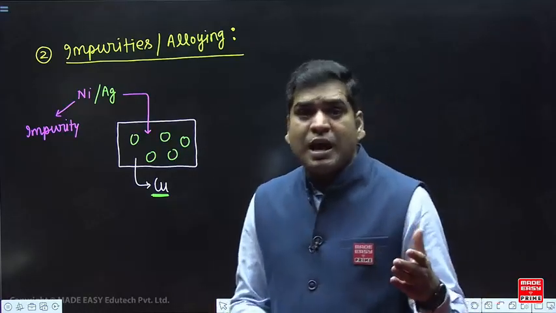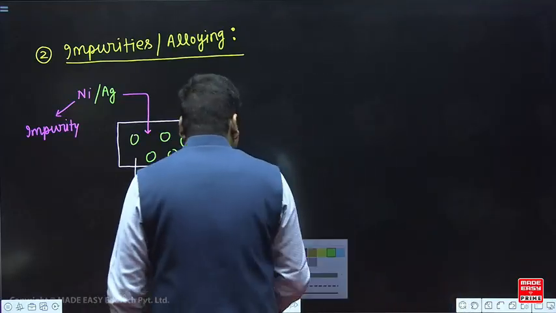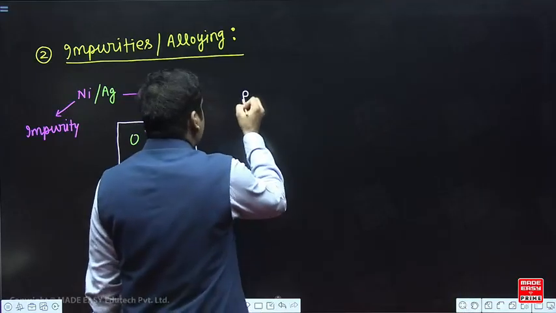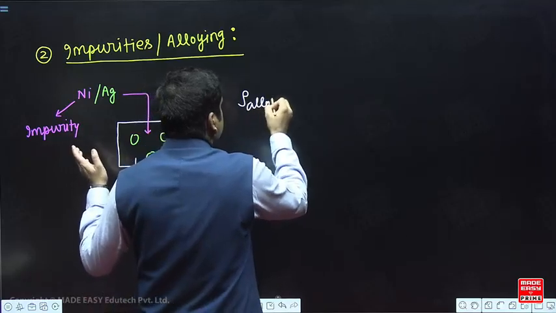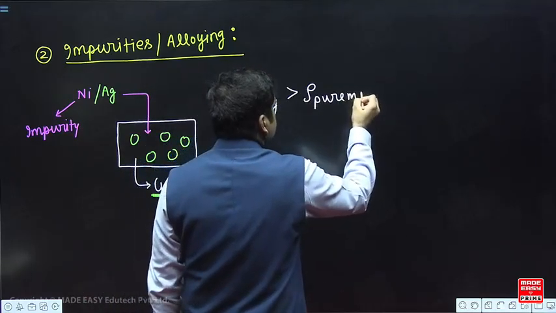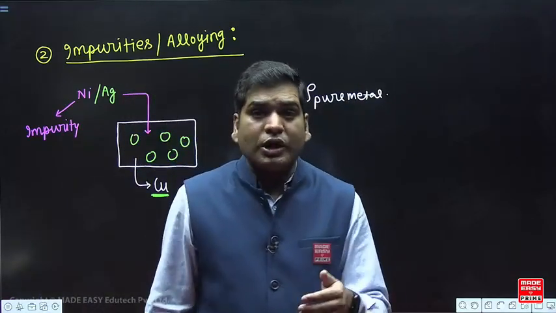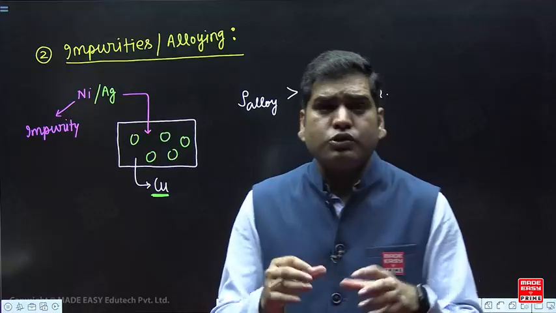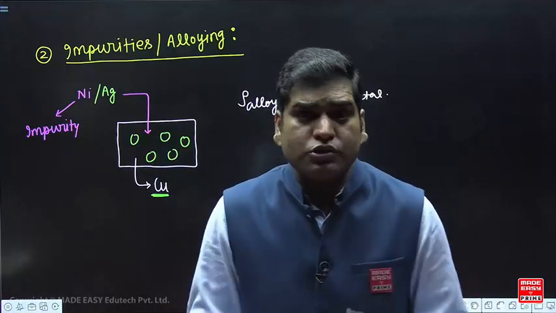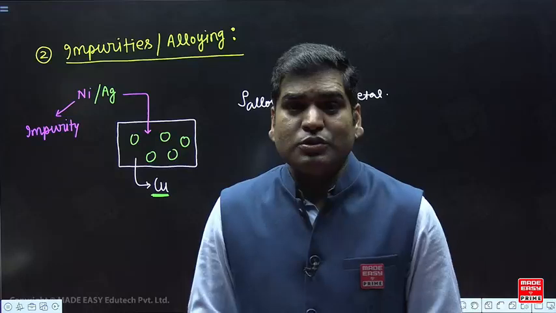So alloys will always have higher resistivity than the pure metal. Let us suppose copper is the pure metal and this is a copper-nickel alloy. The resistivity of an alloy is always greater than that of the pure metal. This alloy is known as a solid solution. A solution is when two things are mixed, and since it is in the solid state, it is known as a solid solution.